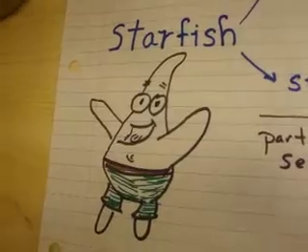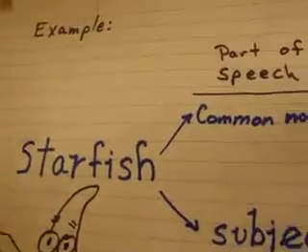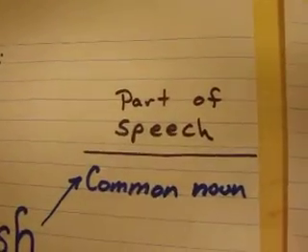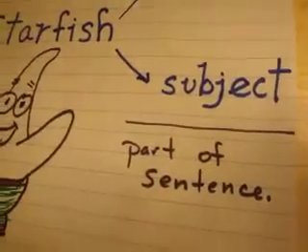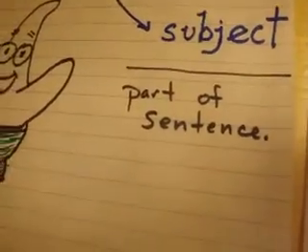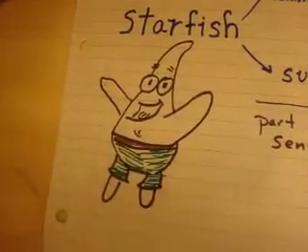Example: starfish. Oh look, there's Patrick. Starfish is a common noun. That's the type of word it is, so we're going to think the part of speech. Starfish could be a subject, and that's the word's job, so we're going to think part of sentence. Say goodbye, Patrick. Goodbye.